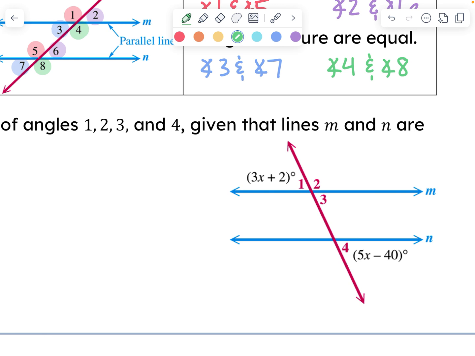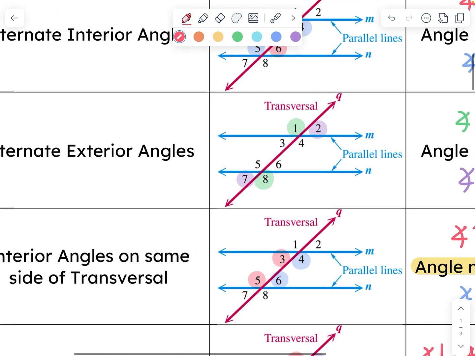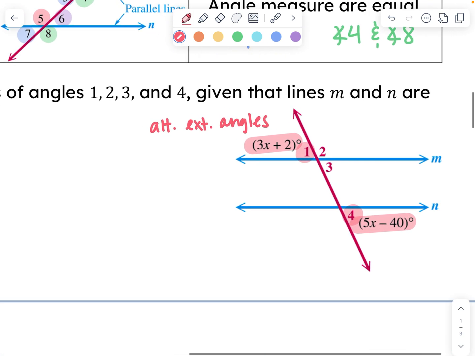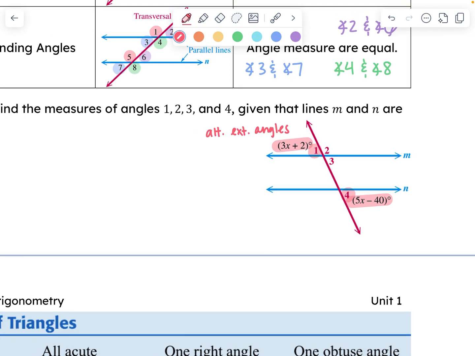We don't actually know what any of the angle measures are, but it does give us some information about angle 1 and angle 4. It says that angle 1 up here is 3x plus 2, and angle 4 down here is 5x minus 40. And one of the angle relationships that we talked about in our table does help us here because 1 and 4 are alternate exterior angles. And if we look in our table, alternate exterior angles means that the angle measures are equal.